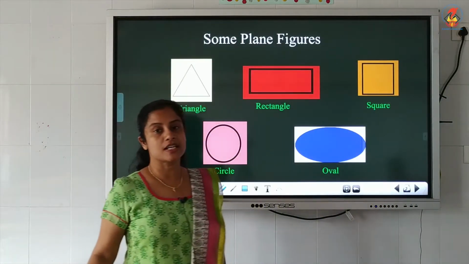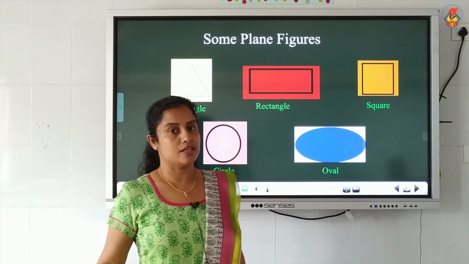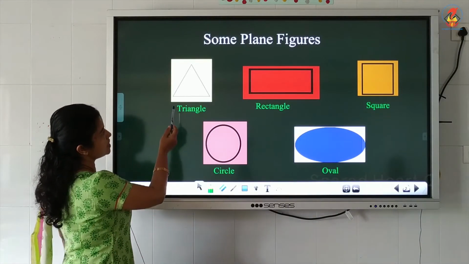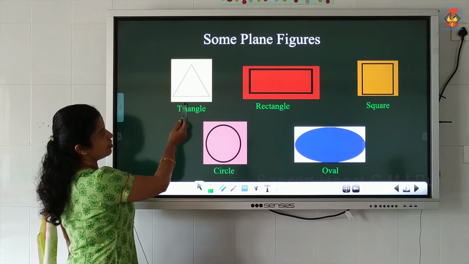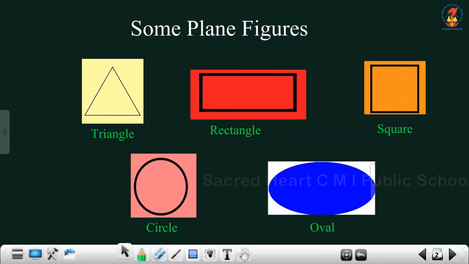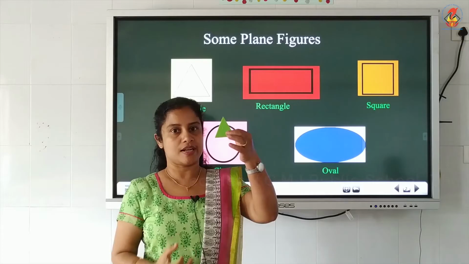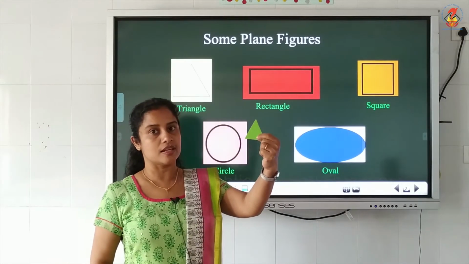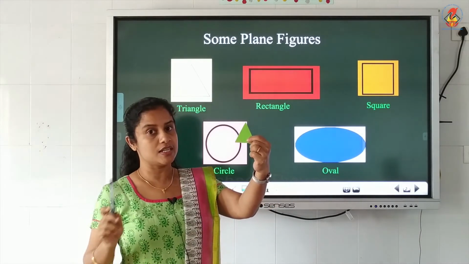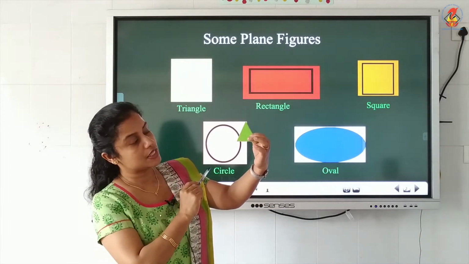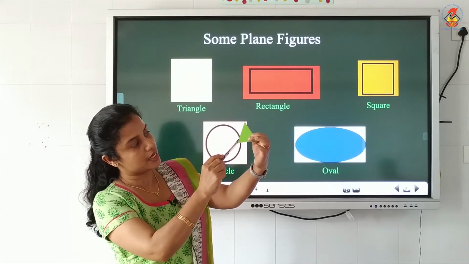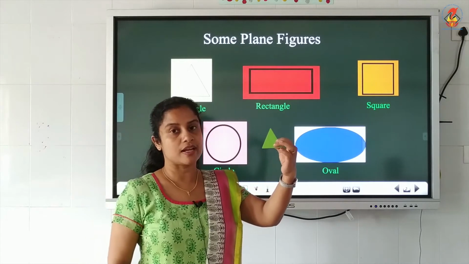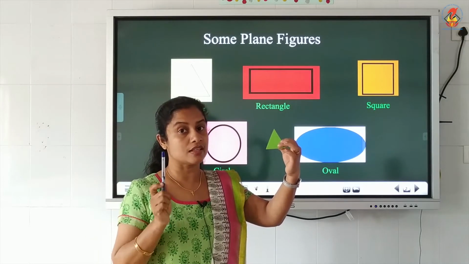We have already studied this in the first standard. So children look here, these are some plane figures. First one is triangle. This is the shape of a triangle. Look here children, this is a triangle. So let's see how many sides and corners are there for a triangle. We have studied this last year. Let's see for the sides first. This is first side, second side and third side. So how many sides for a triangle? A triangle is having 3 sides.